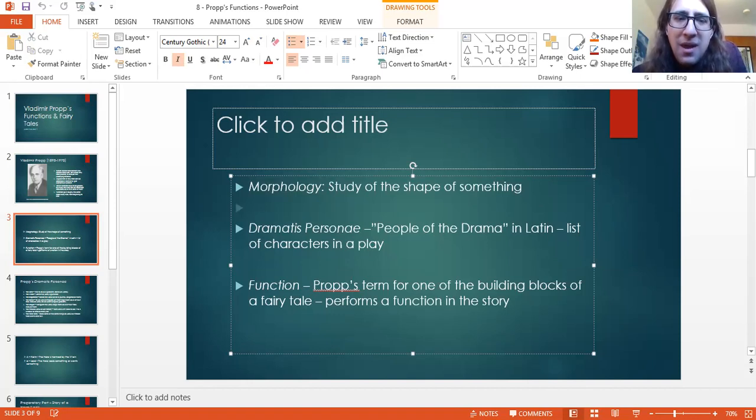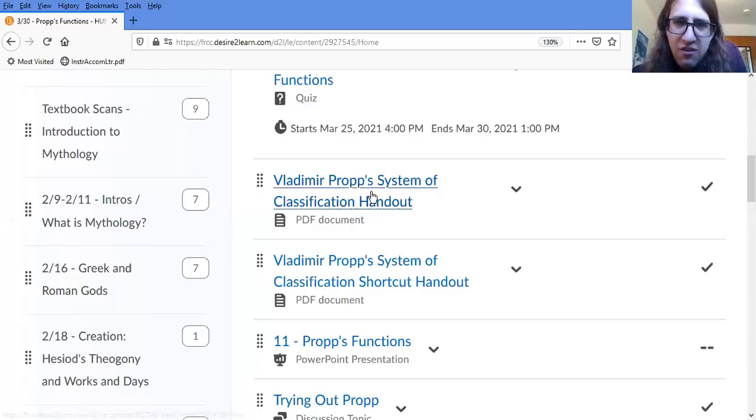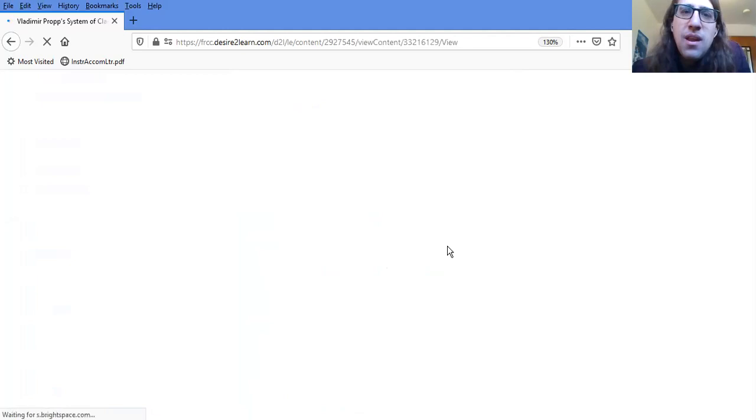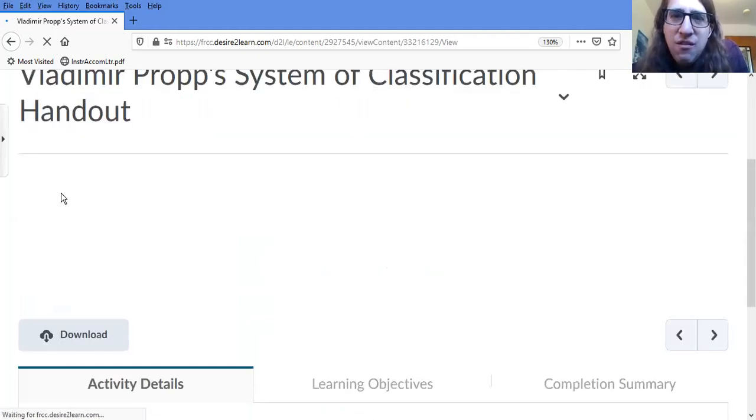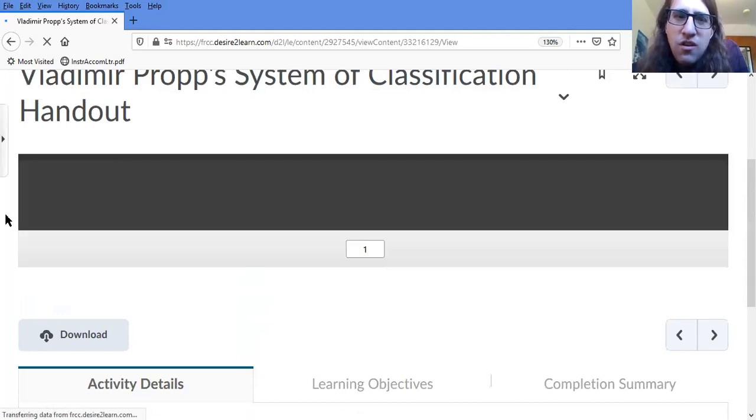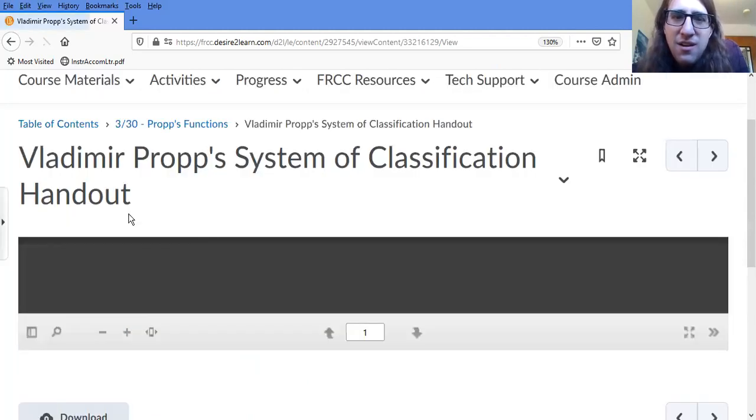So I'm going to open up and take a look at the resources we have here. Let's look first at the big handout that explains all the details here. This is the one that really is going to give you all the information here, including the dramatis personae, the cast of characters. So once it loads here, we'll be able to take a look at that in more depth.